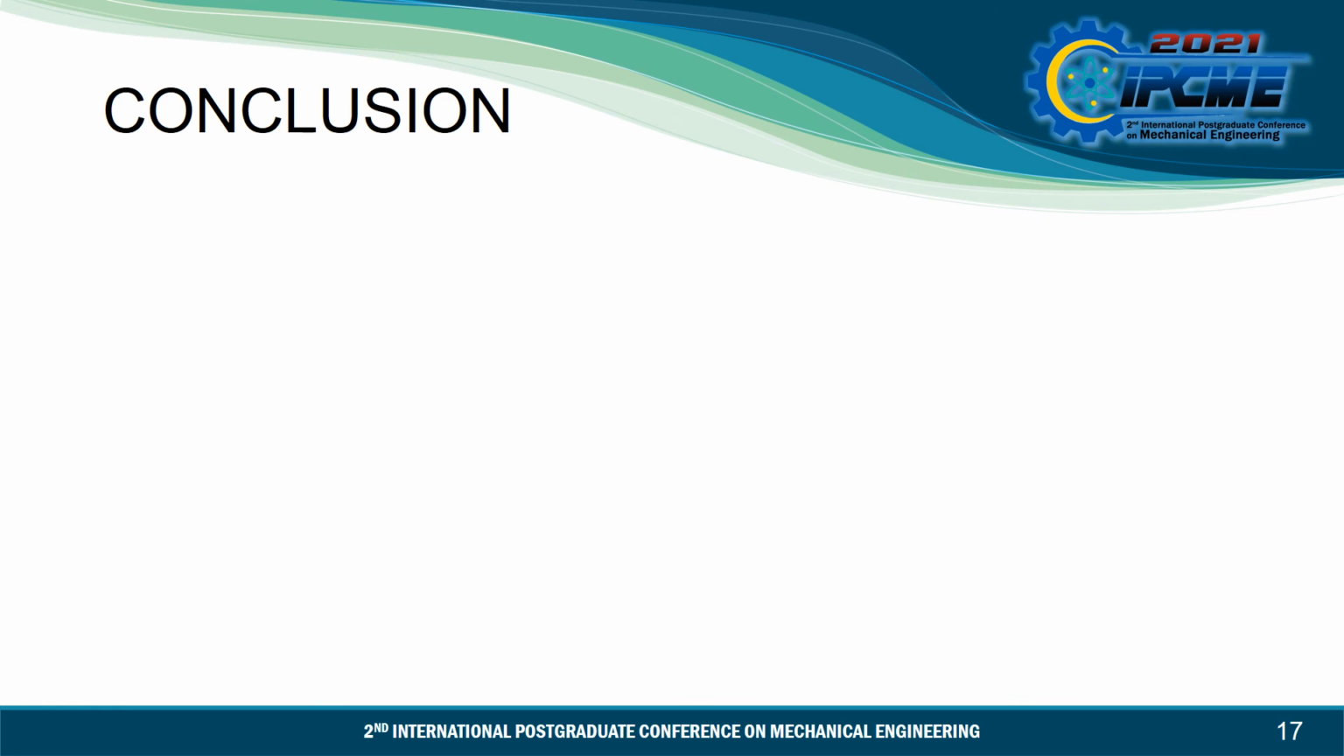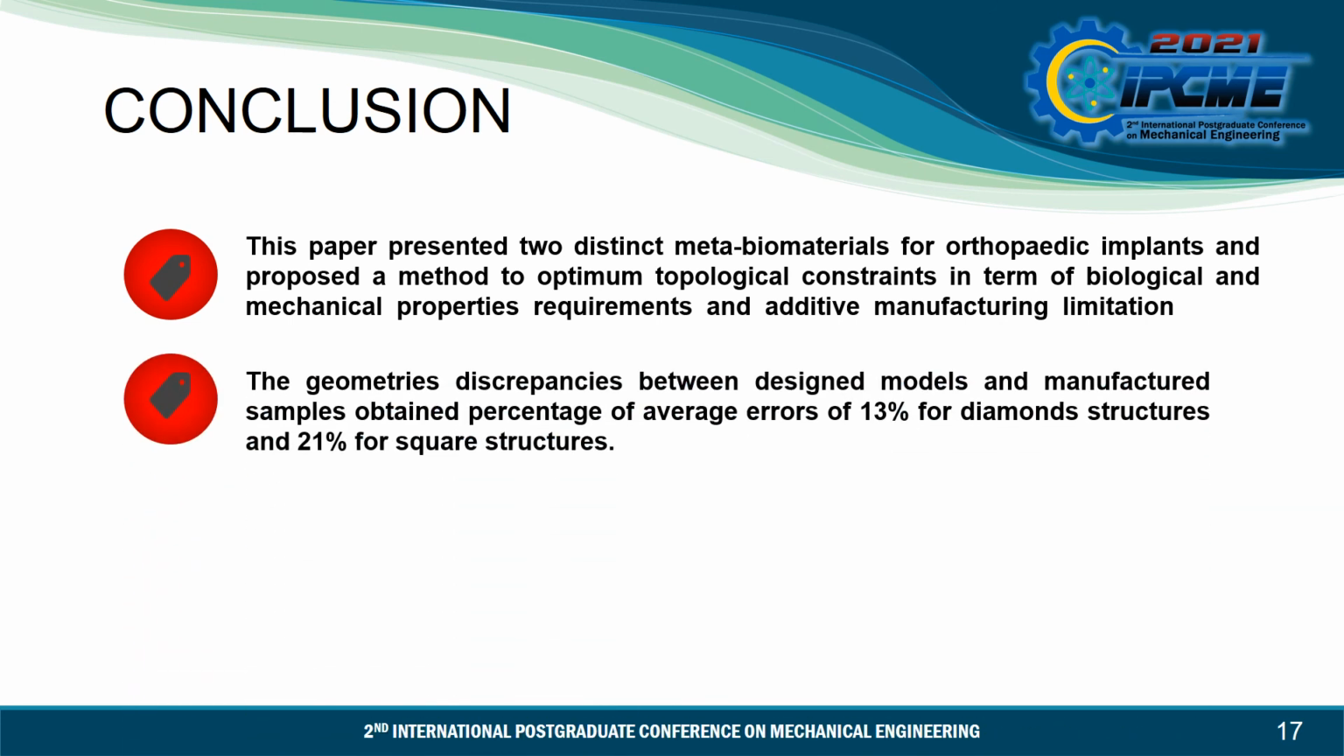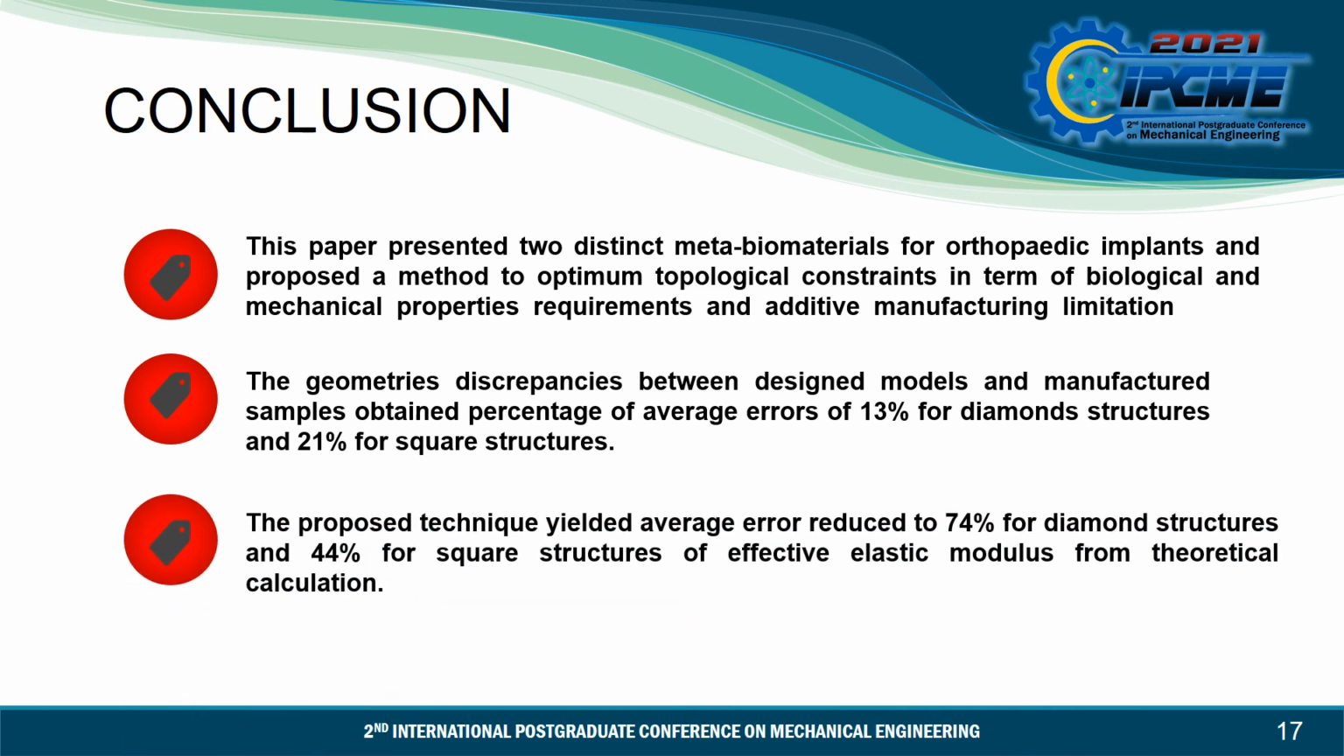For the conclusion, this paper presents two distinct meta-biomaterials for orthopedic implants and proposes a method to optimize topological constraints in terms of biological and mechanical property requirements and additive manufacturing limitations. The geometry discrepancy between design models and manufactured samples shows a percentage error of 30% for the diamond structure and 21% for the square structure. The proposed technique yields an average error reduced to 70% for the diamond structure and 44% for the square structure of effective elastic modulus from theoretical calculation.